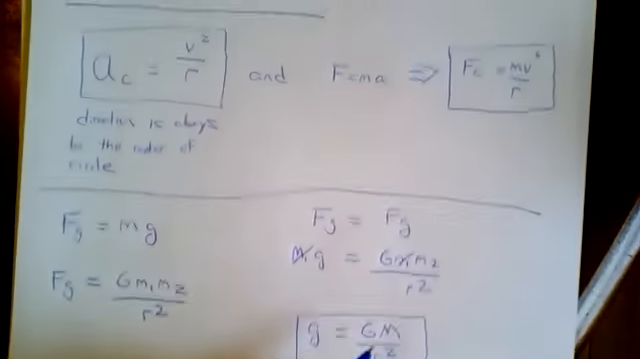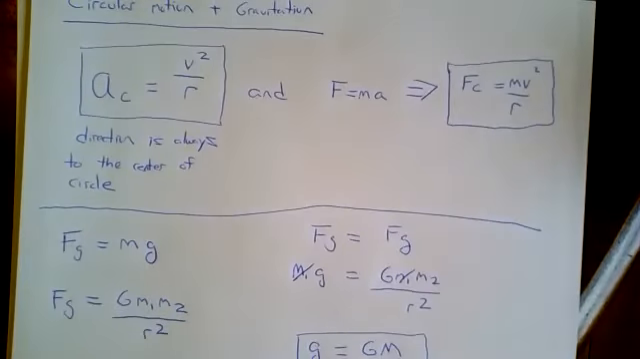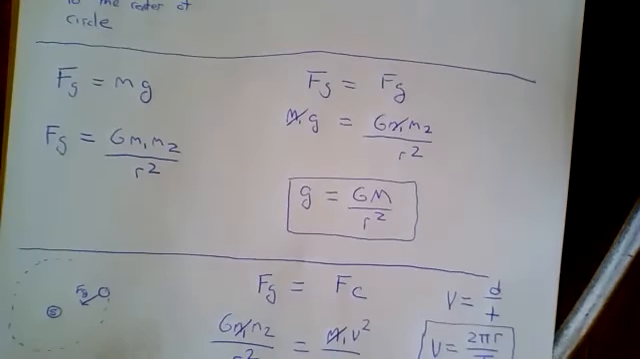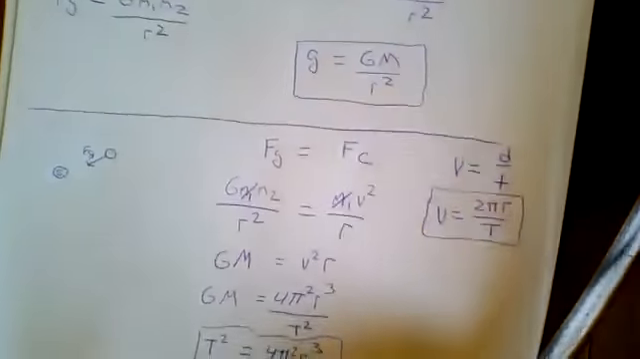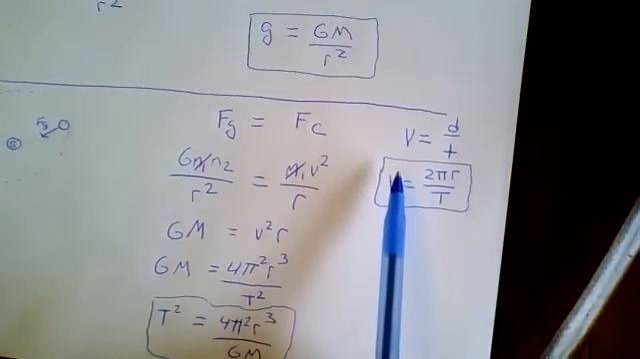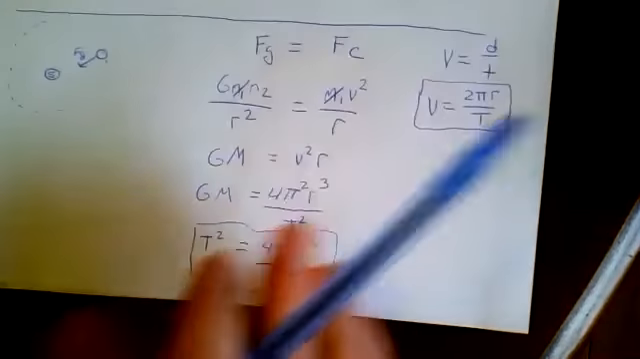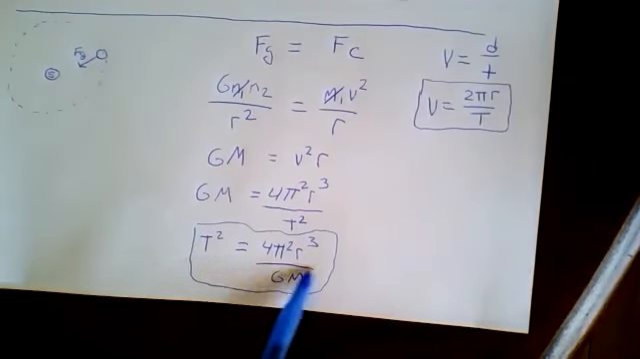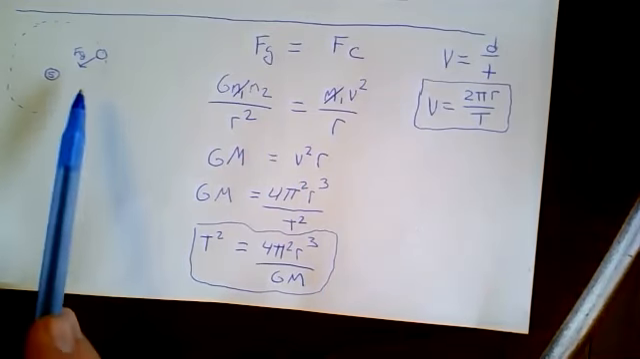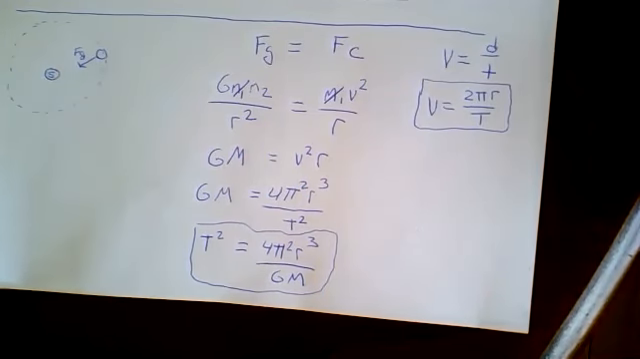So to review, centripetal acceleration, the centripetal force, the acceleration due to gravity, no matter what planet you're on, your velocity equation for uniform circular motion, and deriving out Kepler's third law for this type of situation with a planet in orbit.